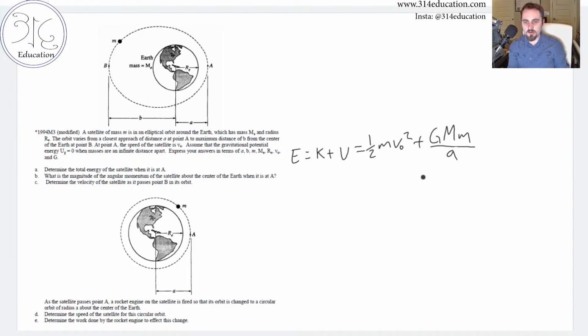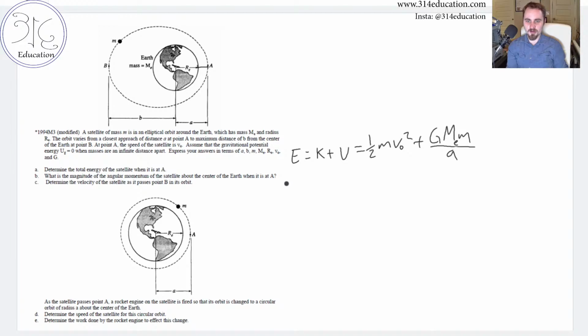So this is going to be our total energy, in terms of all of our stuff. That's a little e. Yeah, and that looks good. We chose a instead of big R E because we want the distance between their centers of mass, which includes big R E, but also has this little height term here that we can't ignore. Good. What is the magnitude of the angular momentum of the satellite from the center of the Earth when it is at A?